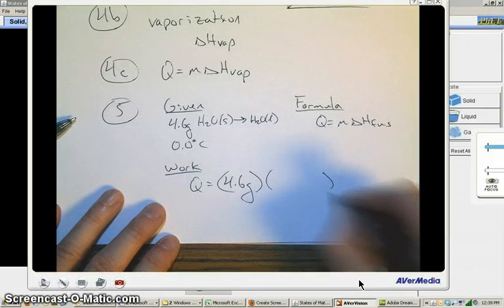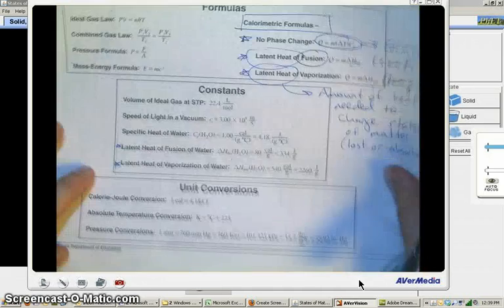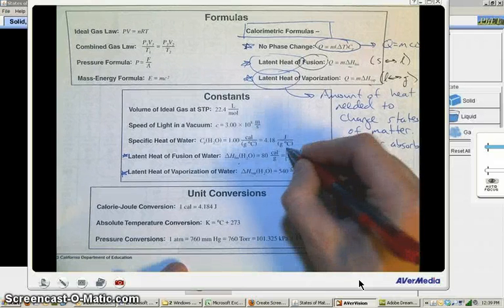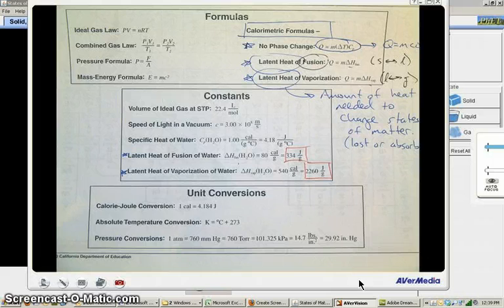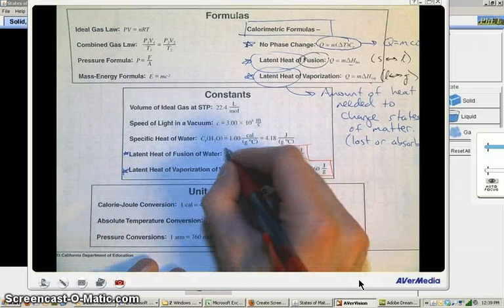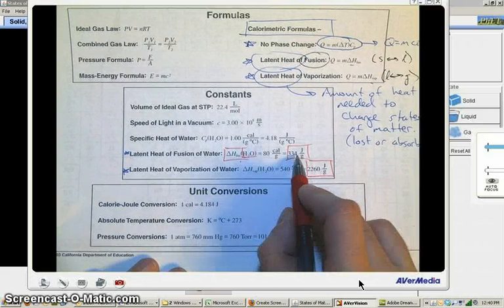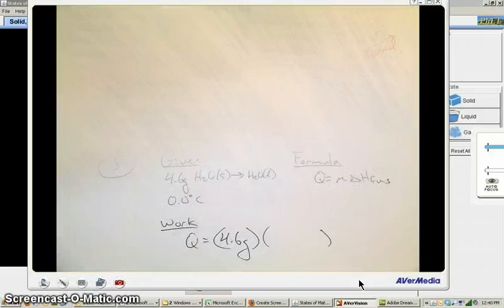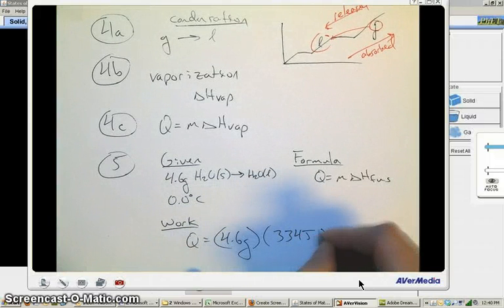Well, what is delta H fuse for ice? This is where we go to the constants on our formula sheet. These two stars down here. Specifically, put a box around this because we deal with all of our numbers with joules, not calories. So we're looking for delta H fuse, which is this one right here for water. It's different for other substances. So the delta H fuse for water is 334 joules per gram. So I put 334 joules per gram.